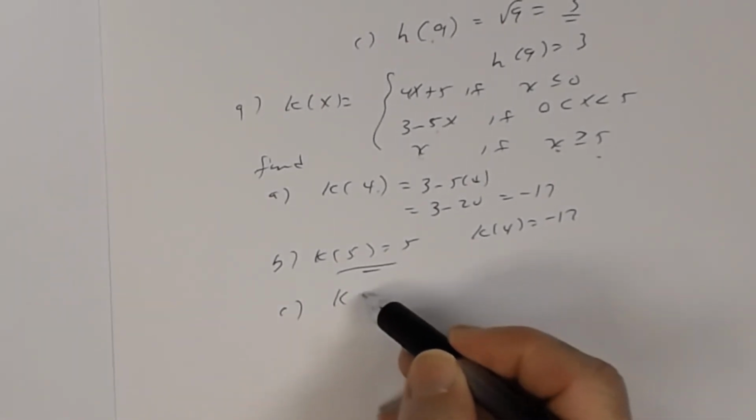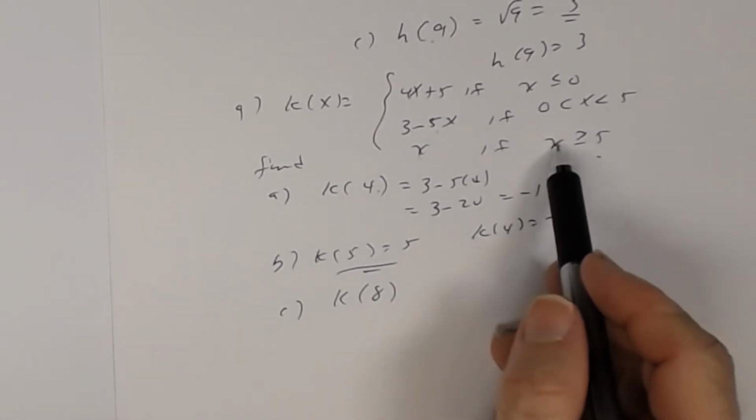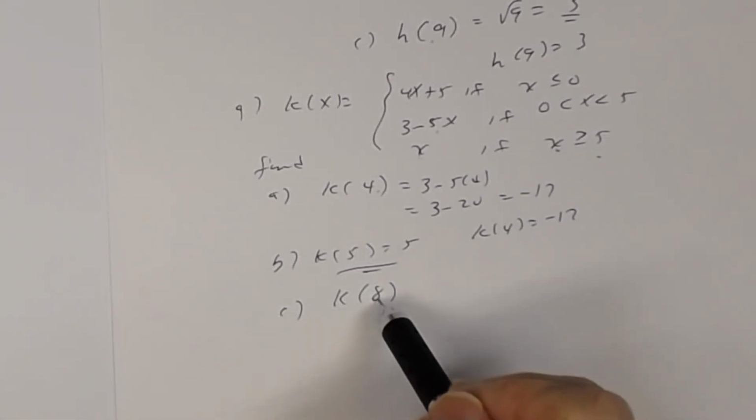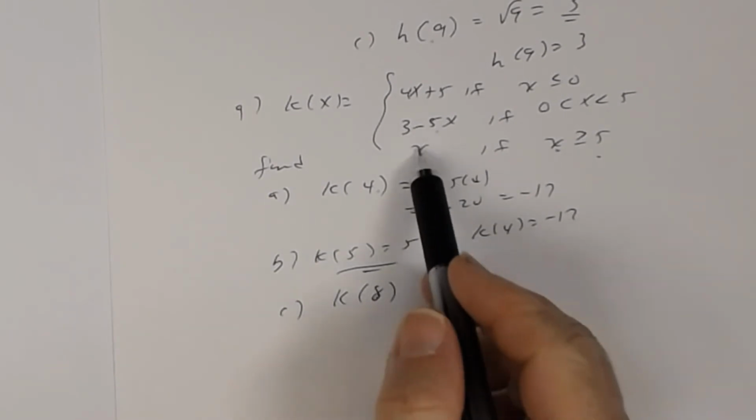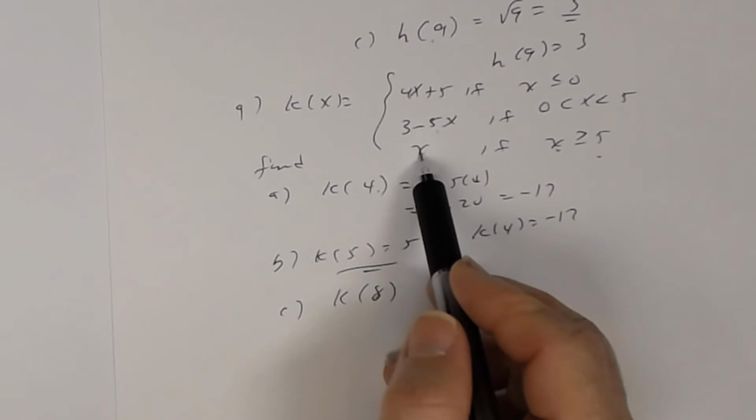C, what if you had k of, let's say, 8? Well, same thing, right? You're going to use this one because 8 is greater than or equal to 5. So k of 8, if x is 8, where we see the variable x, you substitute 8. So k of 8 equals 8.